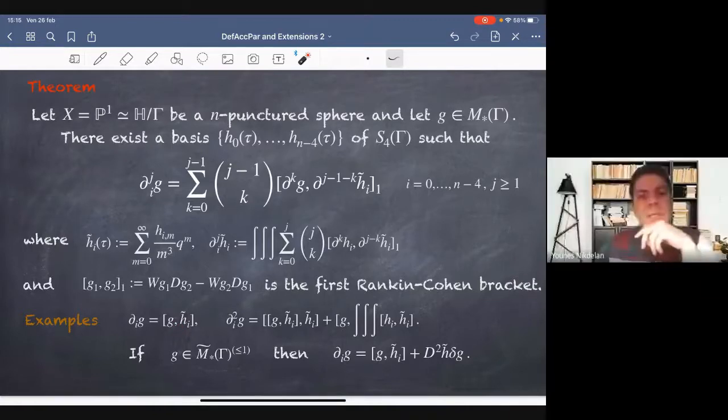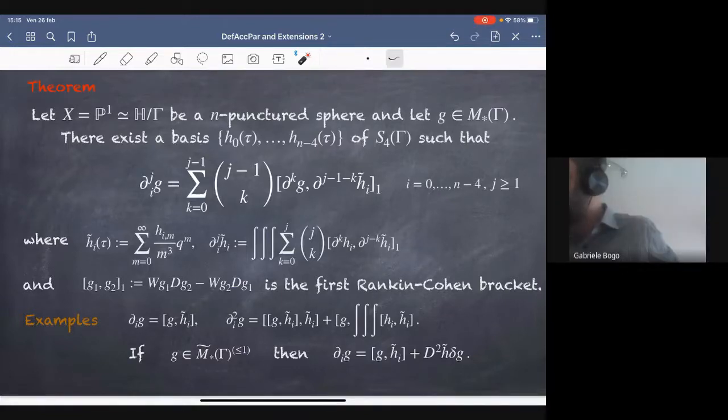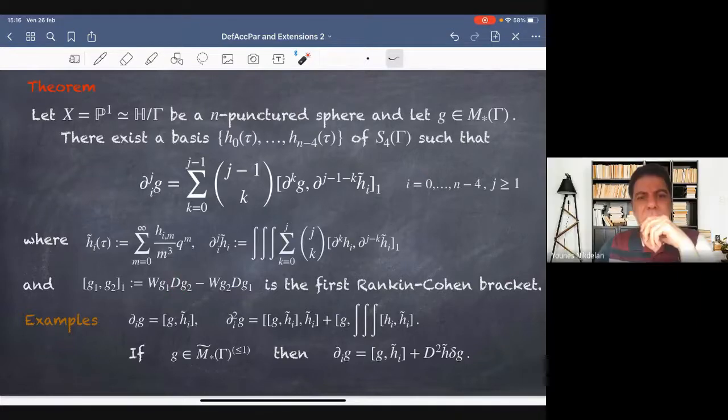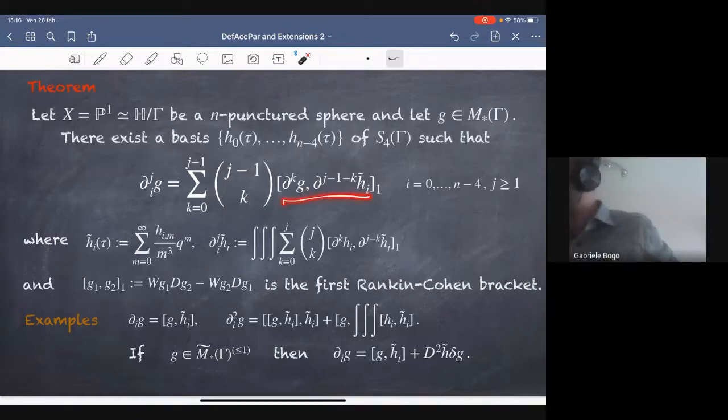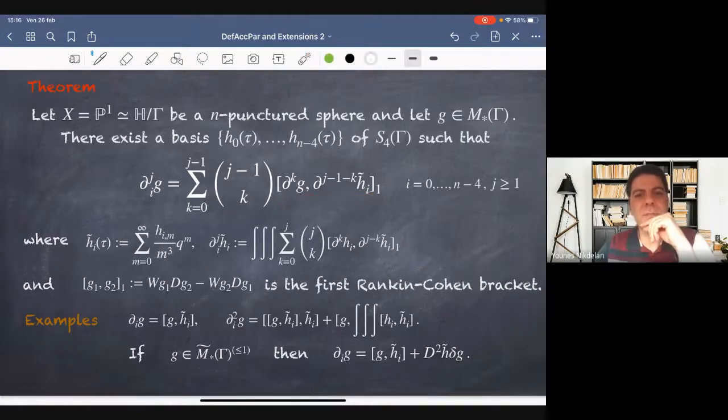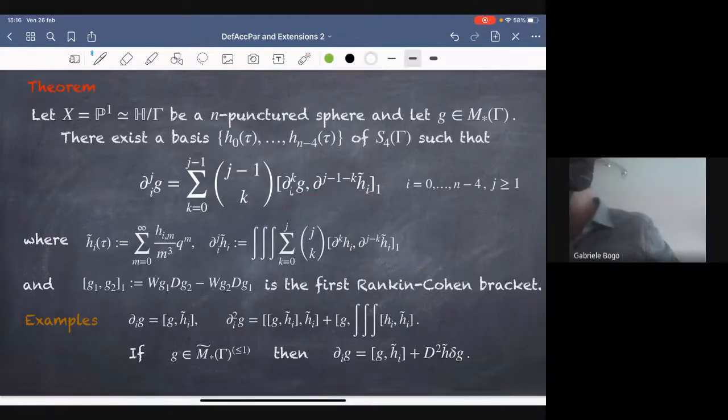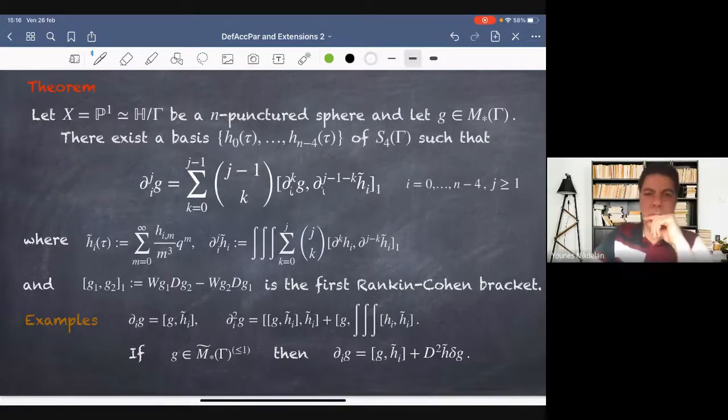Sorry, what is this derivation without index? You mean this grid here? No, this partial power k. In the first Rankin-Cohen bracket that you wrote. Here? Yeah, exactly. This part. No, I'm sorry, I simply forgot to write it. It's the same one. Yeah.